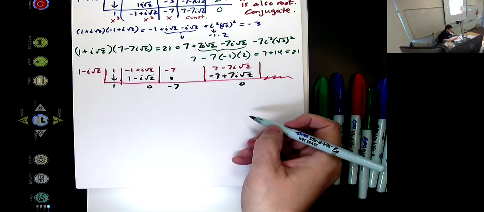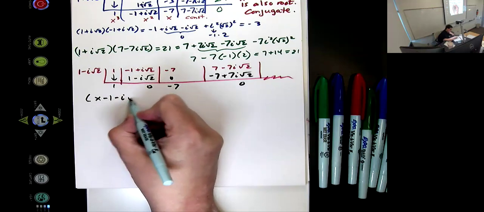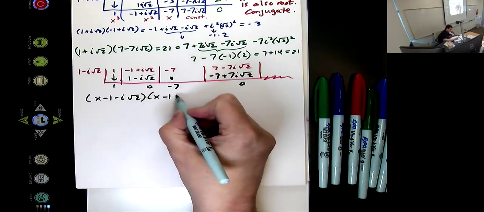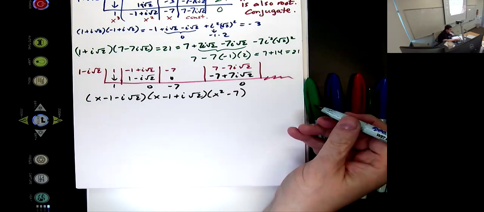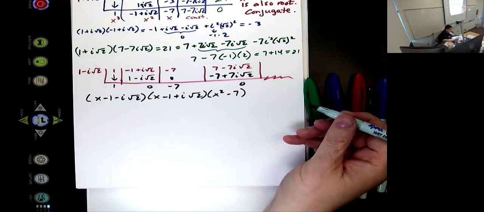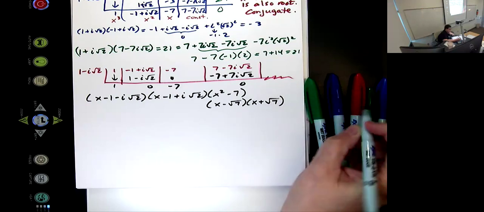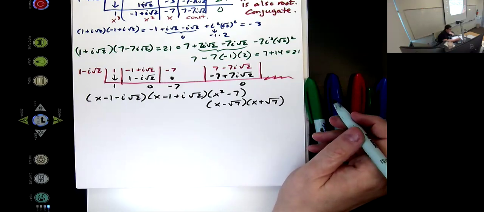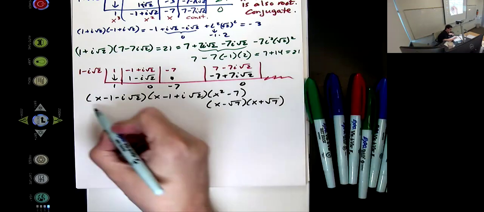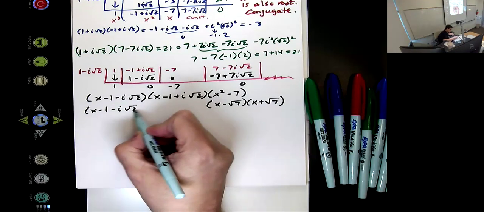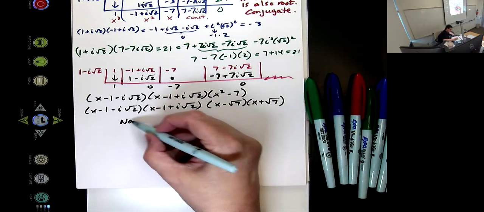So it'll be x squared minus 7, right? Yeah. So I've got x minus 1 minus i root 2, x minus 1 plus i root 2, x squared minus 7. And then that would break down further into x minus root 7 and x plus root 7. So here, there was actually no rational roots. If we'd gone with p over q, we wouldn't have found any. None of these are rational. So no rational roots on this one.